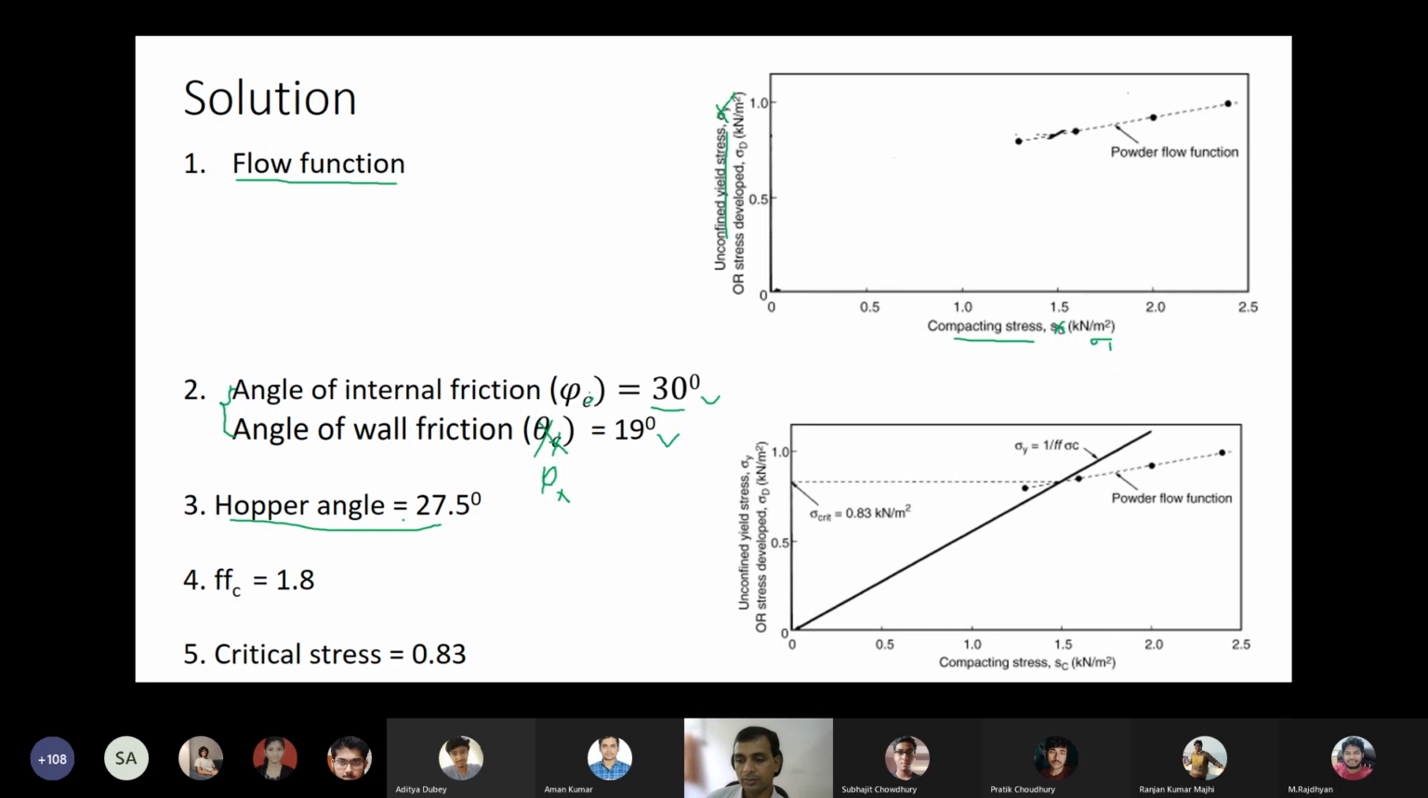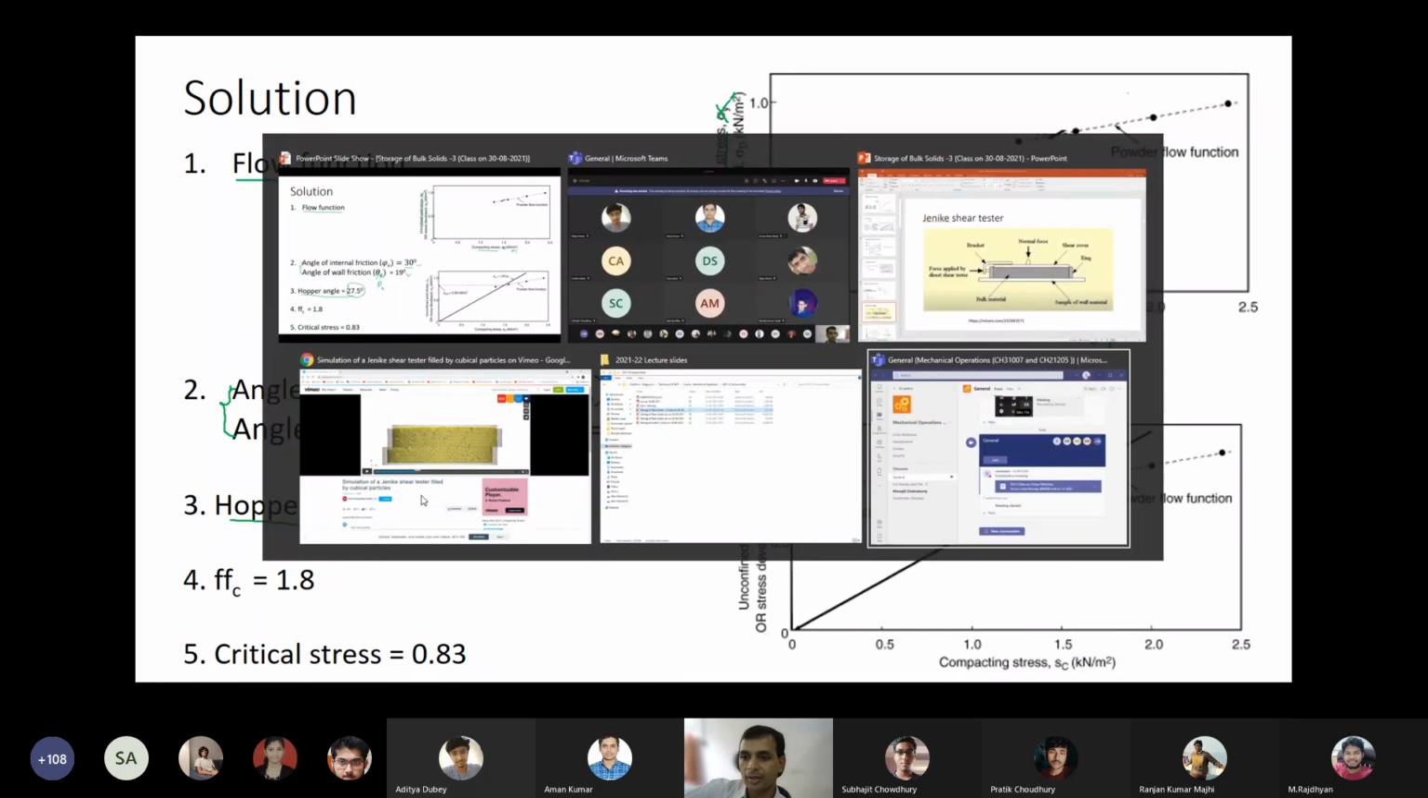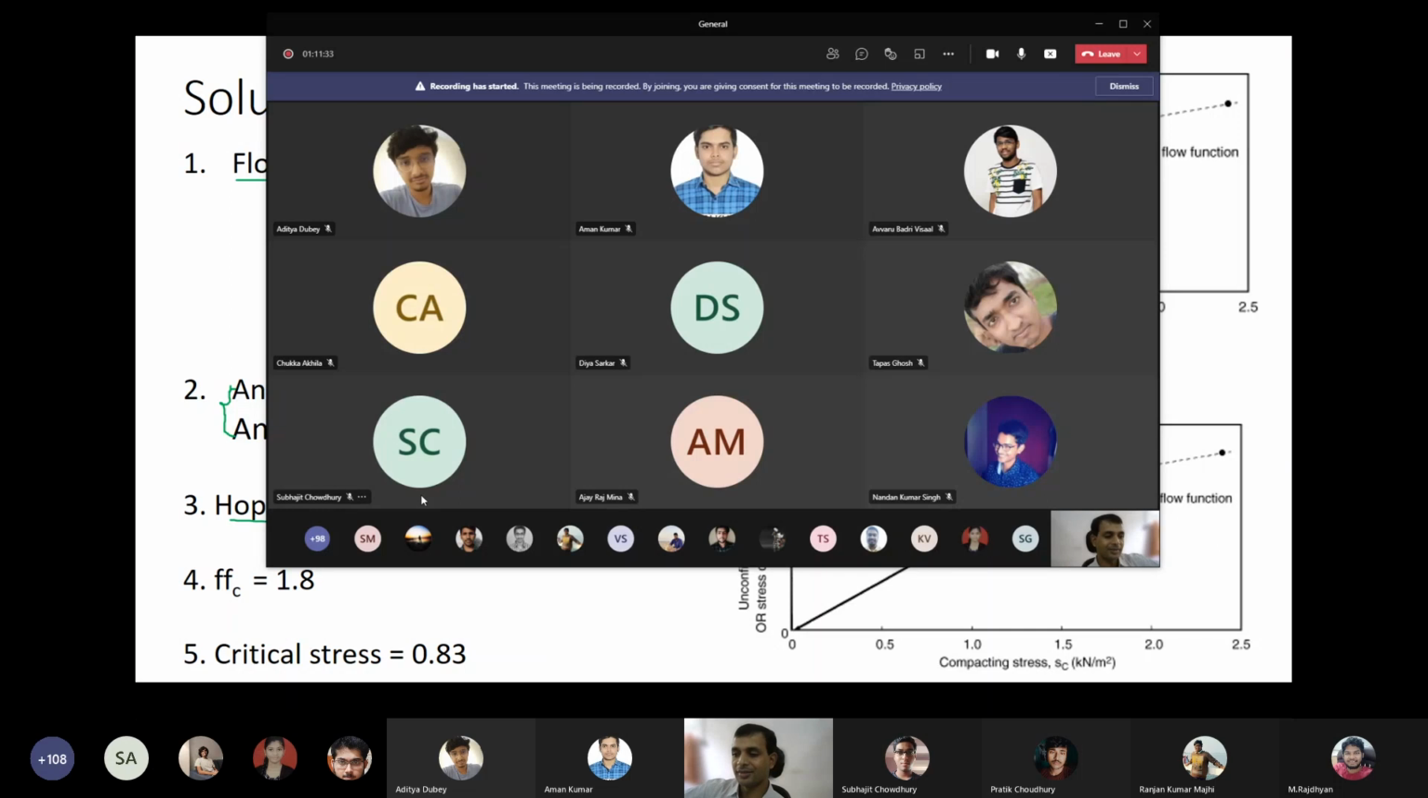Can anyone say? I know the angle of internal friction and the angle of wall friction. Now I want to find out the conical hopper angle. Here I have calculated it, but how do I get this number? Can anyone suggest?